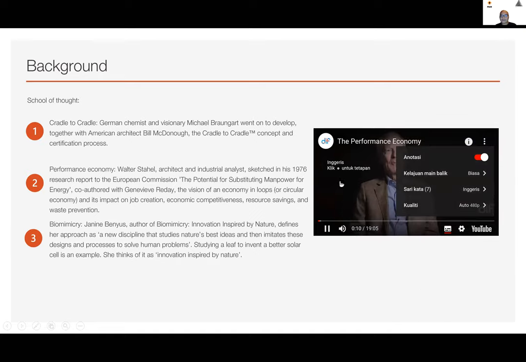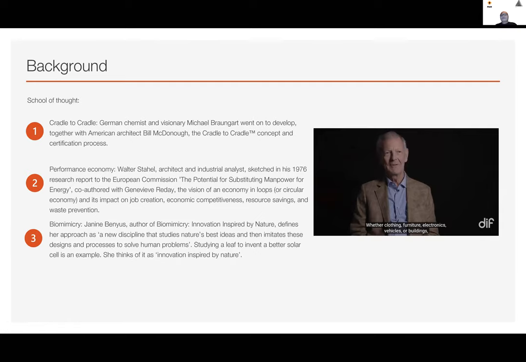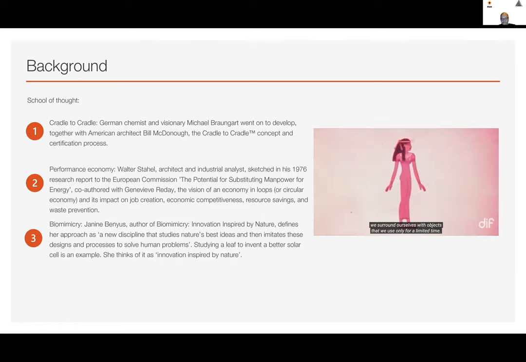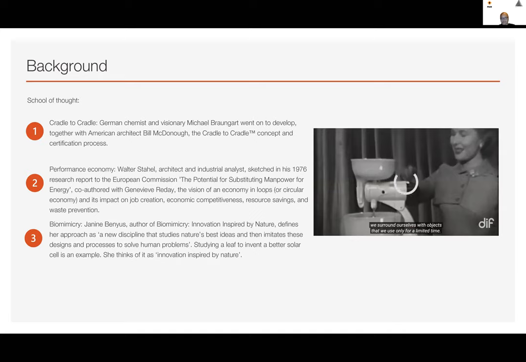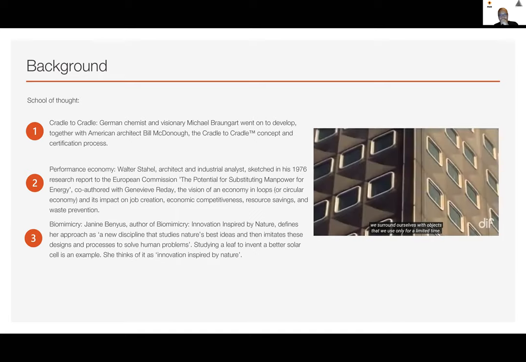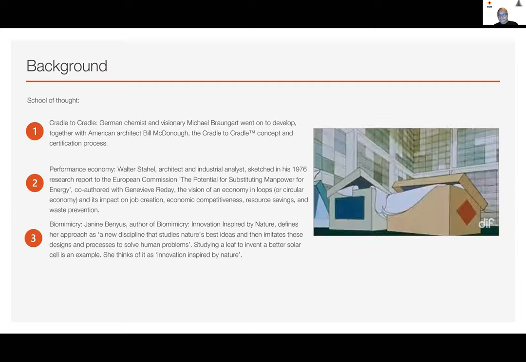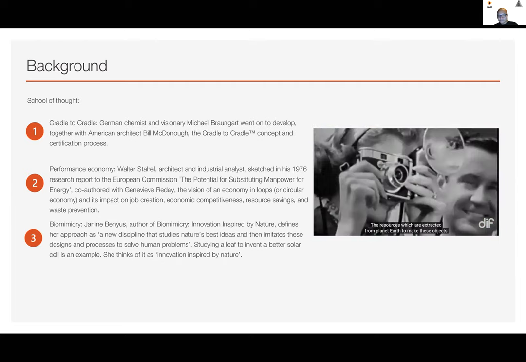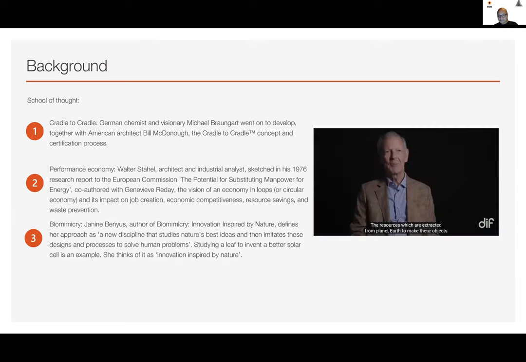Whether clothing, furniture, electronics, vehicles, or buildings, we surround ourselves with objects that we use only for a limited time. The resources which are extracted from planet Earth to make these objects are used once or twice and then dumped.